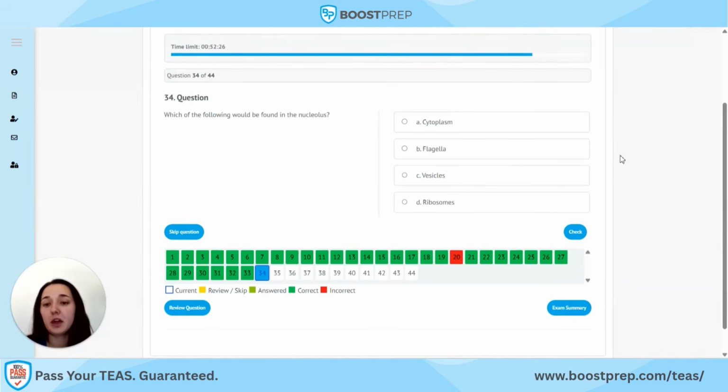Question 34. Which of the following would be found in the nucleolus? A, cytoplasm, B, flagella, C, vesicles, D, ribosomes.